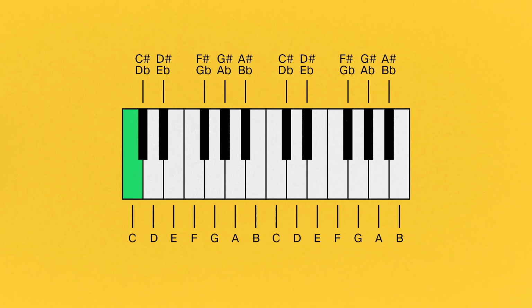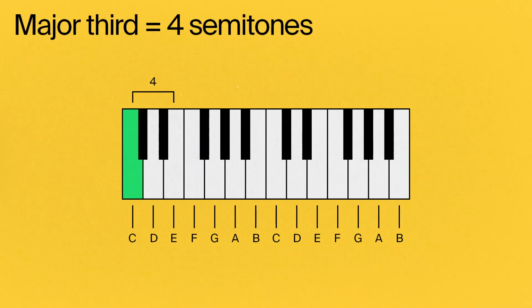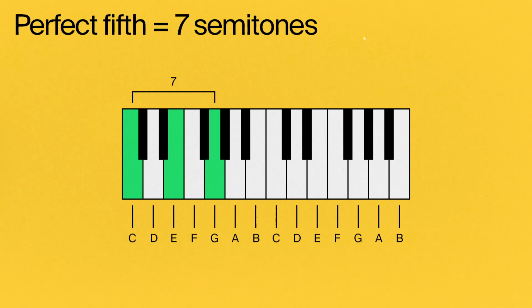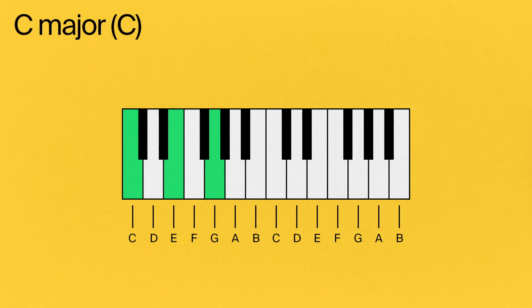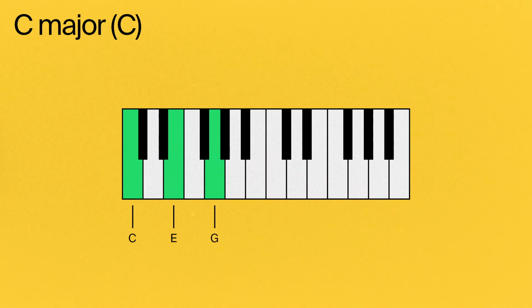To make a major chord, you add a major third by moving up 4 notes, also known as semitones. 1, 2, 3, 4. To get the next chord note, you add a minor third, which is 3 semitones up. 1, 2, 3. If you count from the root, this will be the perfect 5th interval with a distance of 7 semitones. And there you have a C major chord, made with the notes C, E, and G.